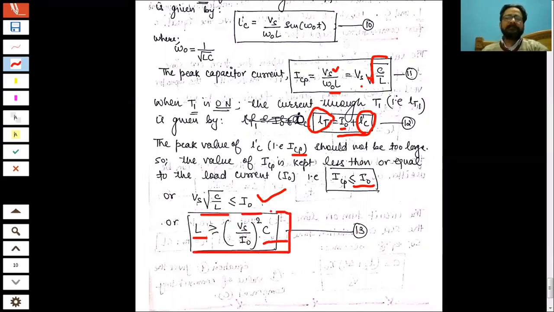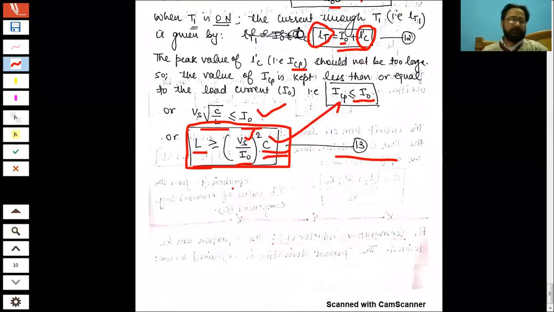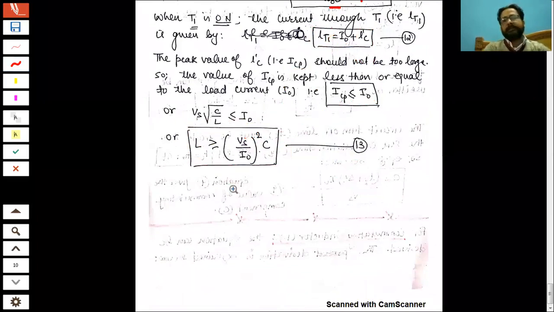That means the value of L which is to be used in the commutating circuit can be calculated by using all these parameters: the requirement of load current, the supply which you are giving, and the value of capacitance. So equation number 13 gives us the value of L used for commutating circuit in case of voltage commutated chopper.